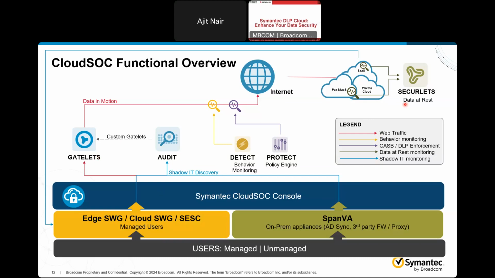So in this way, and not only this, you can also have your SaaS-based applications and your IaaS-based environments, such as Office 365, AWS, Azure, or GCP, protected with our CloudSOC solution. So we give you that complete control and complete visibility, regardless of where your data is stored across these services. So gatelets and securelets, you can use them to protect your cloud applications and block data in motion. If it contains any sensitive information, you can block it.